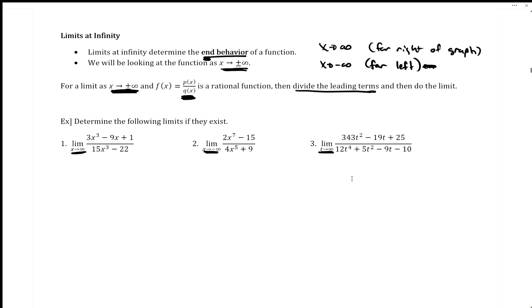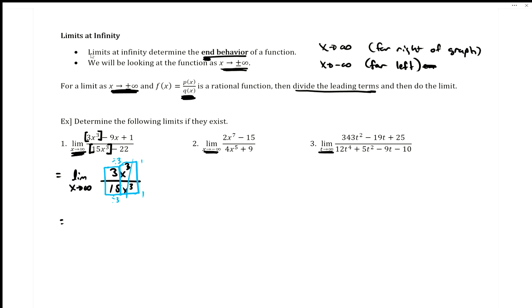All right, so let's see what happens. We see x goes to infinity. That means all I have to do is divide the leading terms first. So this becomes the limit as x goes to infinity, and I'm just rewriting the leading terms. Then we can see that it simplifies. The 3 and the 15 are each divisible by 3, so we could divide each of those by 3. And x cubed divided by x cubed is the same thing, so those would just cancel and make 1. Or you could just cross it out.